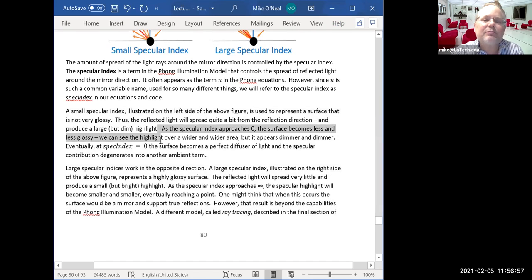Now, as the specular index approaches 0, the surface becomes less and less glossy. We can see the highlight over a wider and wider area, but in reality, that highlight would be dimmer, right? Until eventually, when spec index becomes 0, the surface is a perfect diffuser of light. So you're back to diffuse reflectivity.